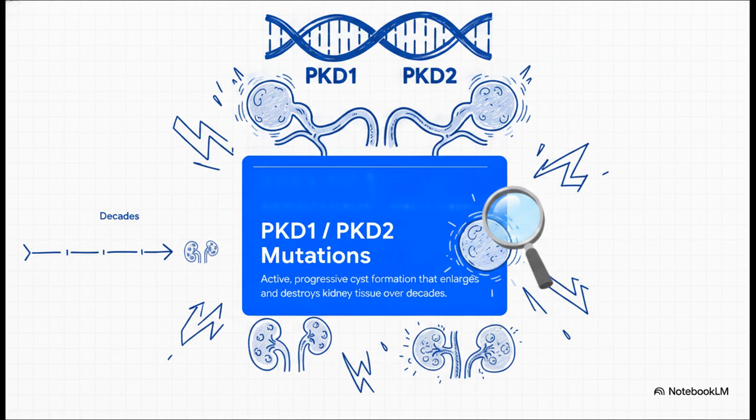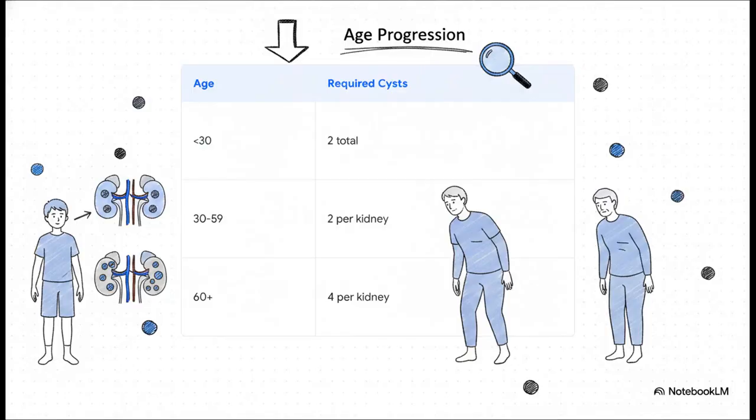But here is the most crucial takeaway. These cysts don't just sit there. This is a highly active, progressive enlargement that happens over decades. It's not just some static structural abnormality the patient is born with. It is a relentless, active process that steadily compresses and literally destroys the surrounding functional kidney tissue. Understanding that this is an active, ongoing process is exactly why our modern management is so hyper-focused on slowing it down.